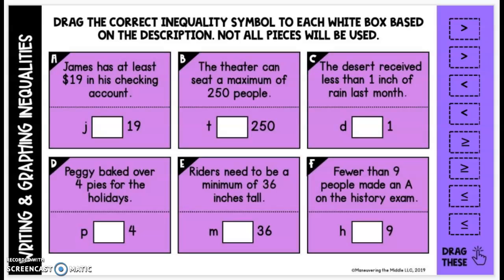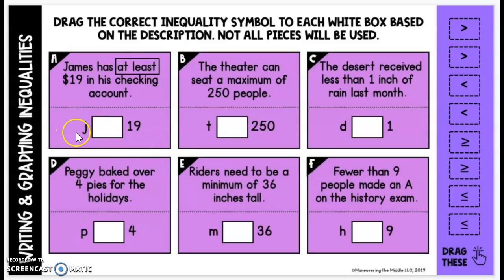Okay, we're going to review this really easy one by just pointing out those key words. So, to begin, we have James has at least $19 in his checking account. We're going to put a square around at least. That's a key word for us. So that means that he's going to have $19 or more.